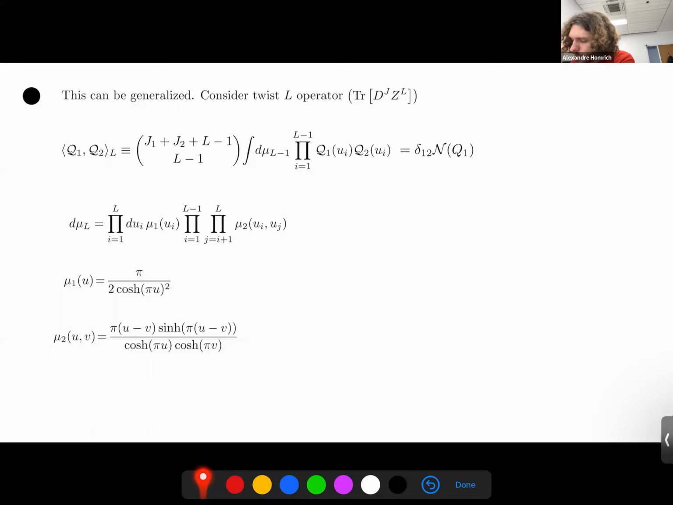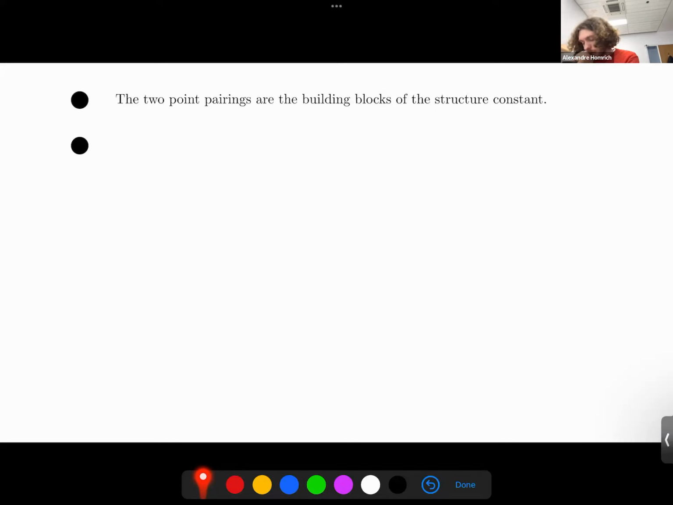Okay. Now, the reason to describe these 2-point pairings is that they turn out to be the building blocks for the structure constant.